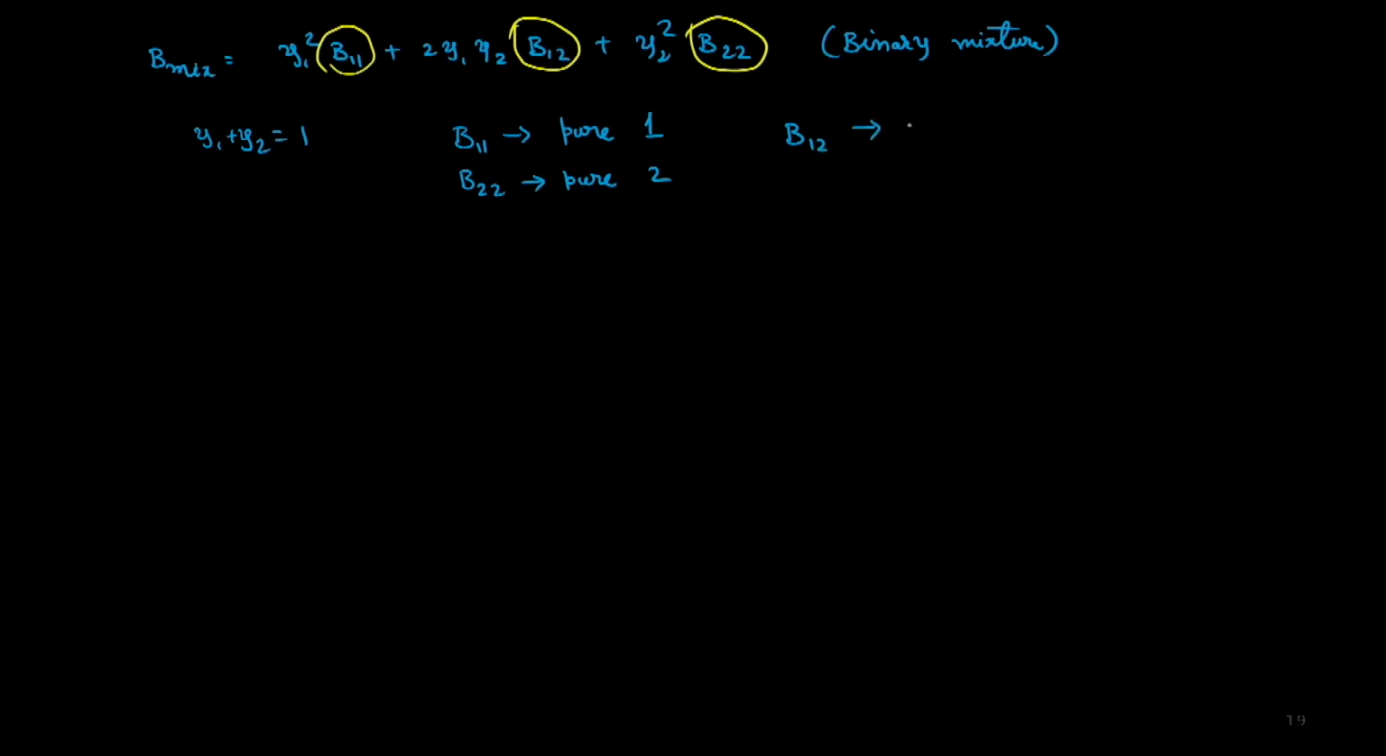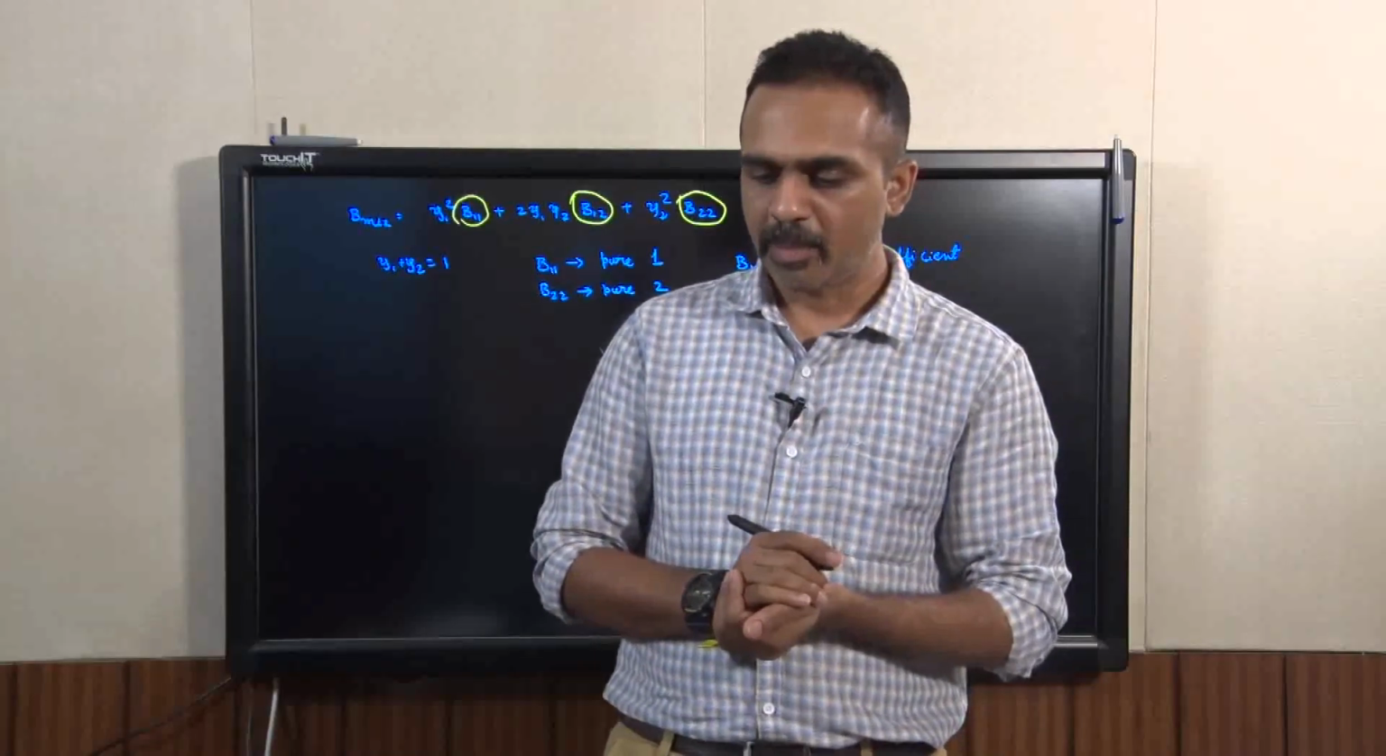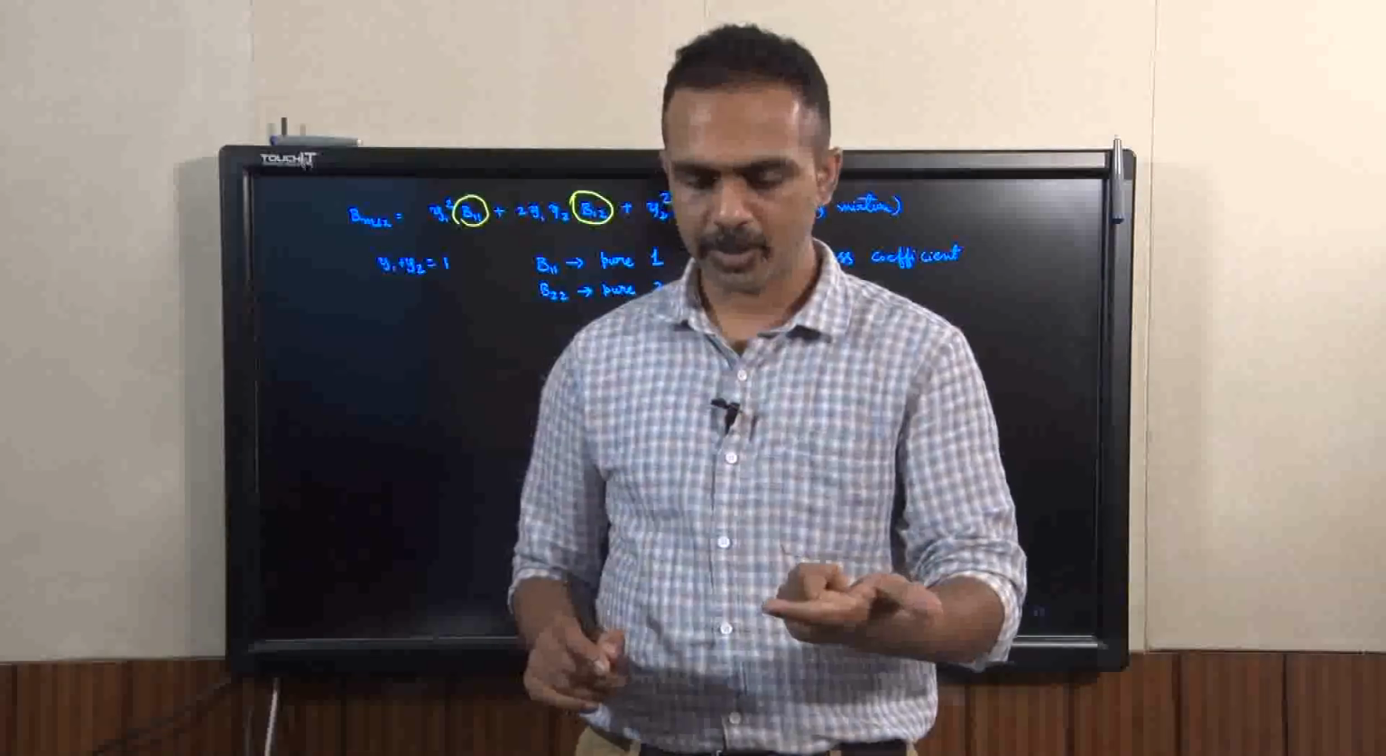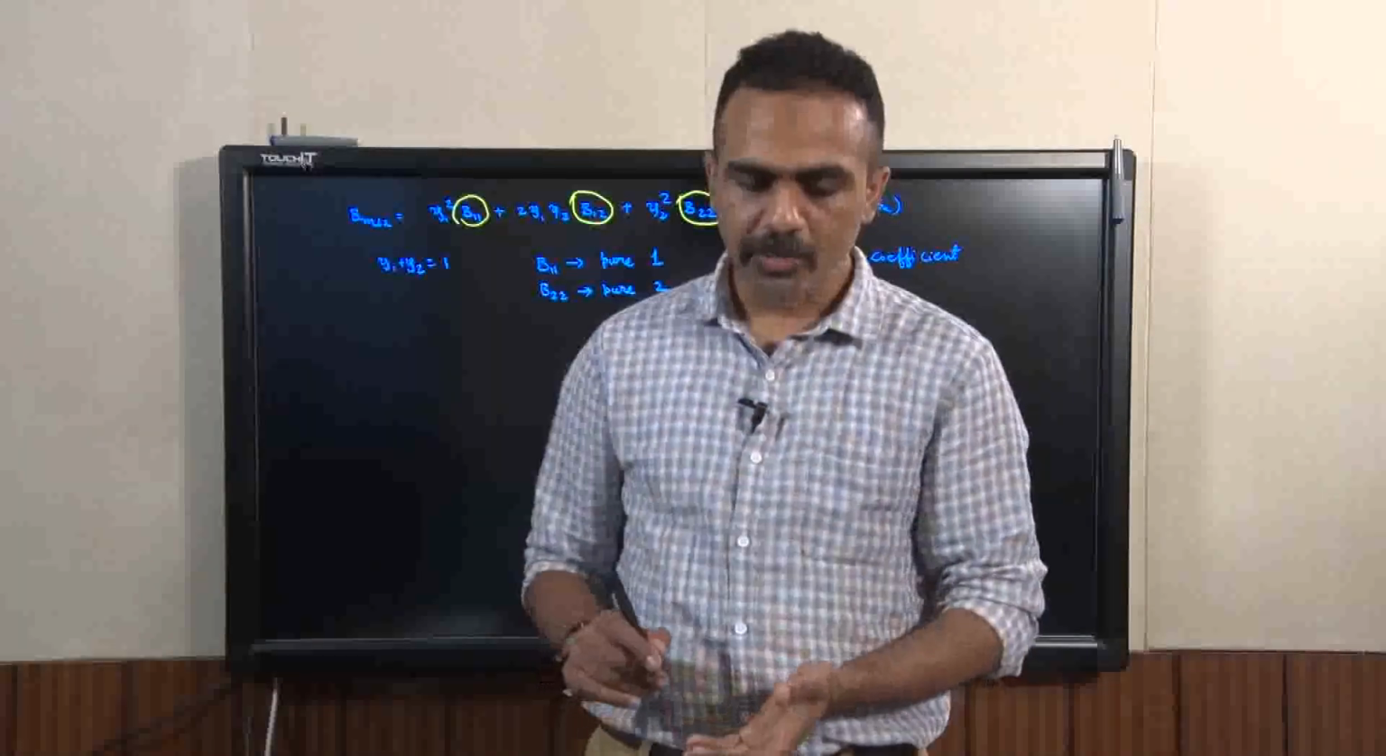B12 is what is called a cross coefficient for a mixture of 1 and 2. We'll come back and see how one can calculate B12, but for now it suffices to say it is also a virial coefficient that depends only on temperature. The composition dependency for the mixture is given by the expression we have on the top.